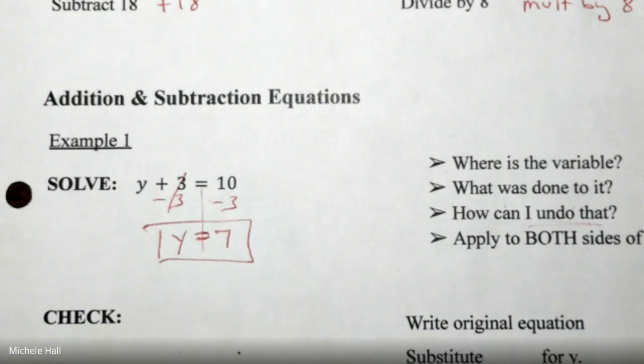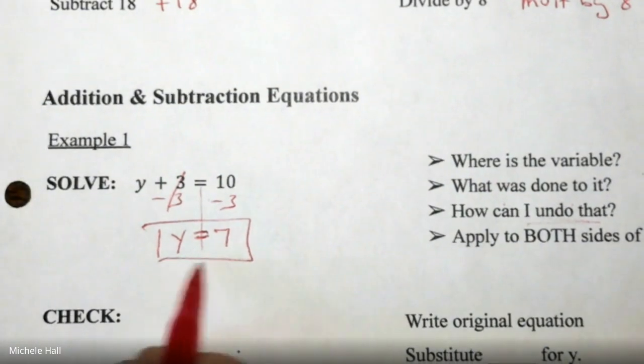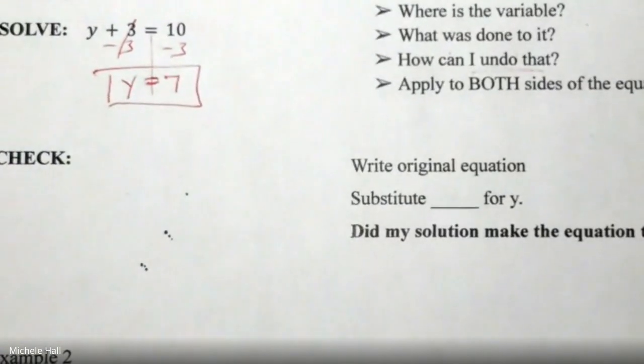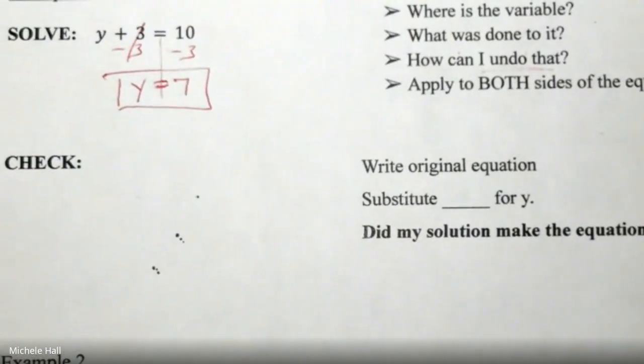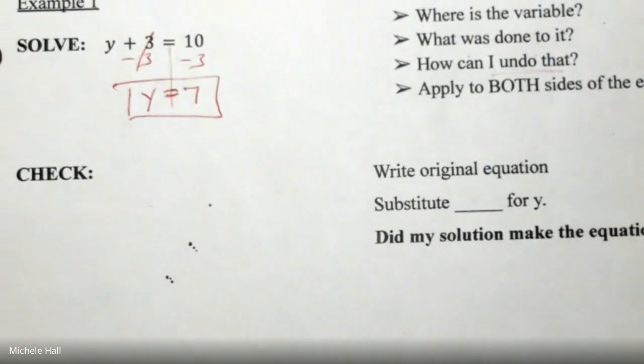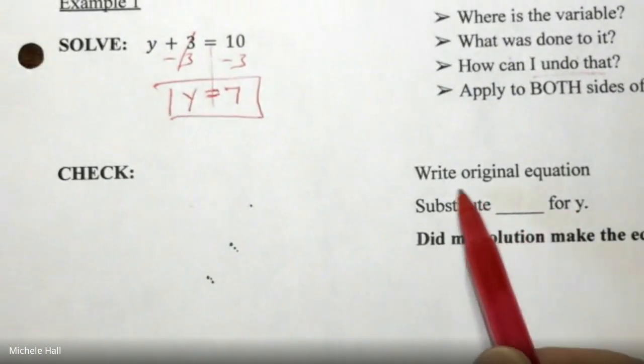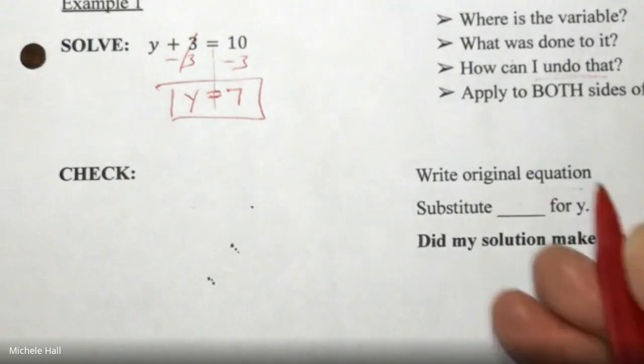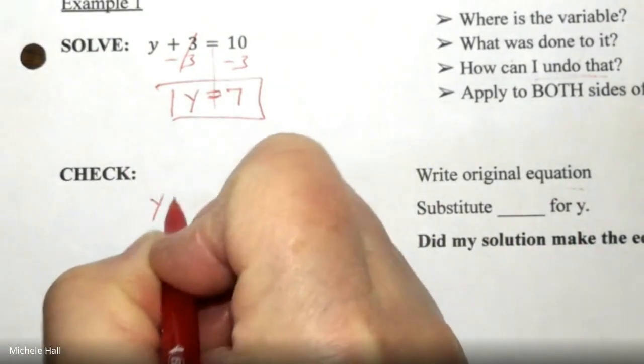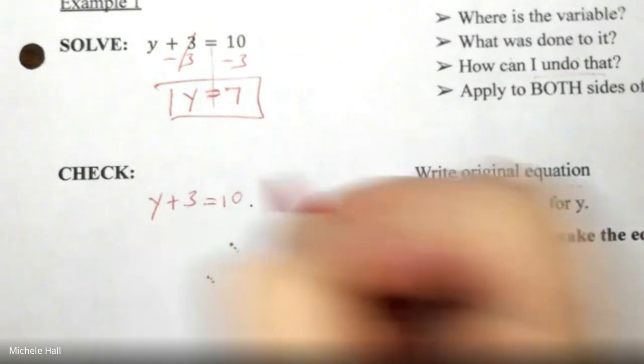Now, you can always get 100 on all your homework, quizzes, and tests because of this kind of algebra. I can check my answer. On the first assignment, I make you check all the time, but after that, you get to choose, and I give bonus points when you do choose to check. Okay, the first thing it says to do for a check is write down the original equation. So we have y plus 3 equals 10.